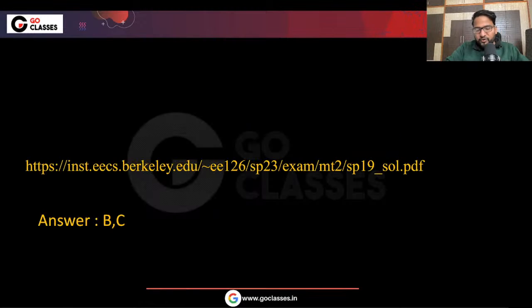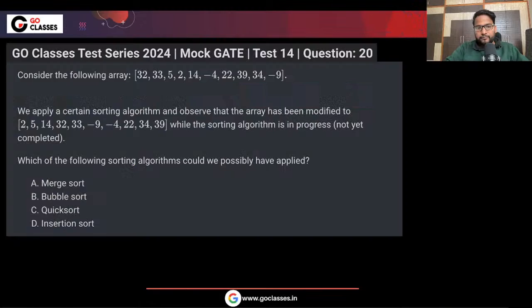So this question is taken from Berkeley University. Now let's just see this. What they are saying, consider the following array. And now we apply a certain sorting algorithm and observe the array has been modified to this while the sorting is in progress, not yet completed. So this array was given to us, and now in between this has been modified to this. Can it be merge sort? Let's just see, it is an MSQ, right?